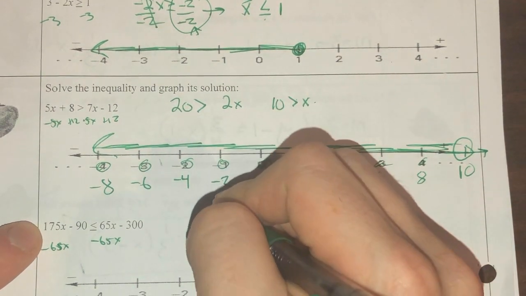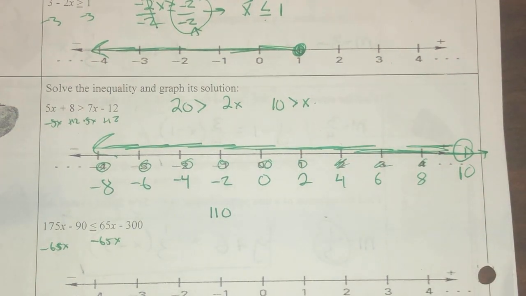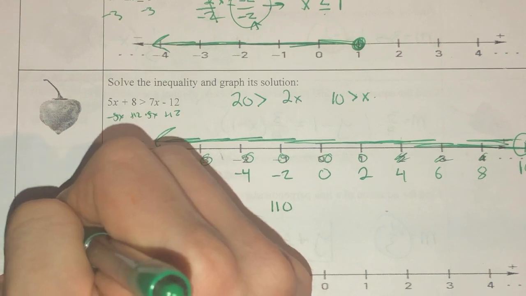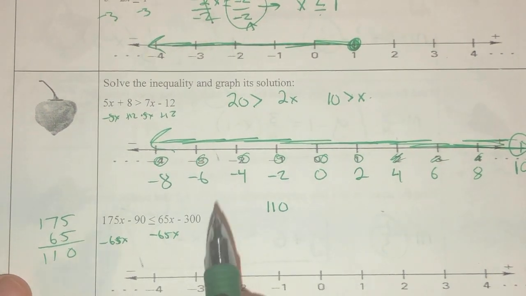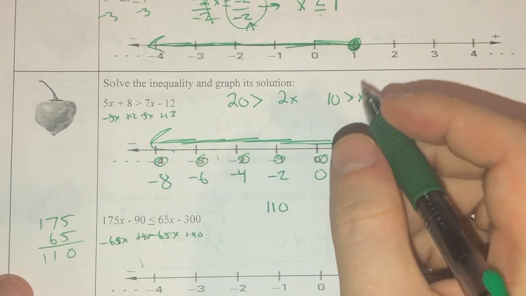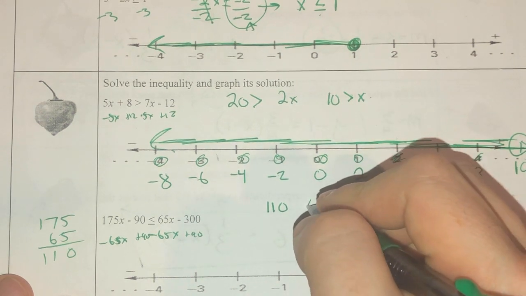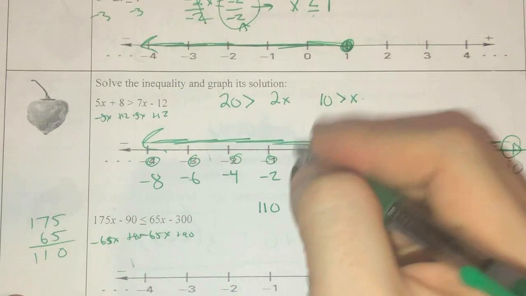So 65 minus 175, that's 110, right? Because I got 175, and I'll show you why. Over here, 175 minus 65, that's 110. Now I'm going to add 90 on both sides. 90 plus 90, that is, well, 300 minus 90 would be 210. So it is negative 210. Alrighty. And don't forget to put your x next to the 110.